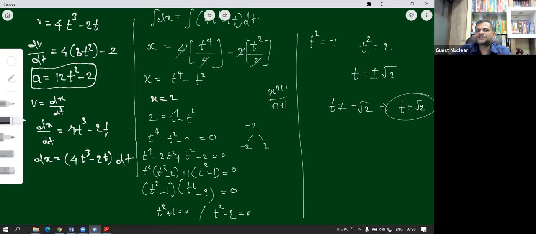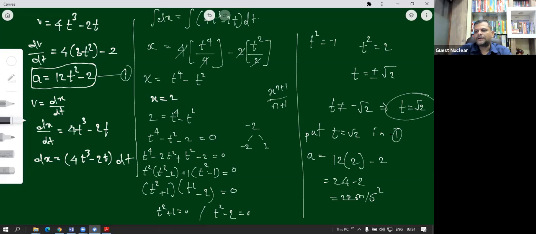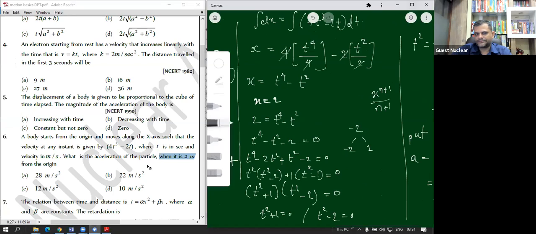At that time we have to find the acceleration, so use this formula to find the acceleration. We have to put this value of t in equation number 1, so as to get the acceleration at that point, which is 12 times t² − 2. We already have the value of t², that is 2, right? So we put this 2 here: 12 times 2 minus 2, which is 24 − 2, that is 22 meter per second square. This is the acceleration, 22 meter per second square, when it is at a distance of 2 meter.